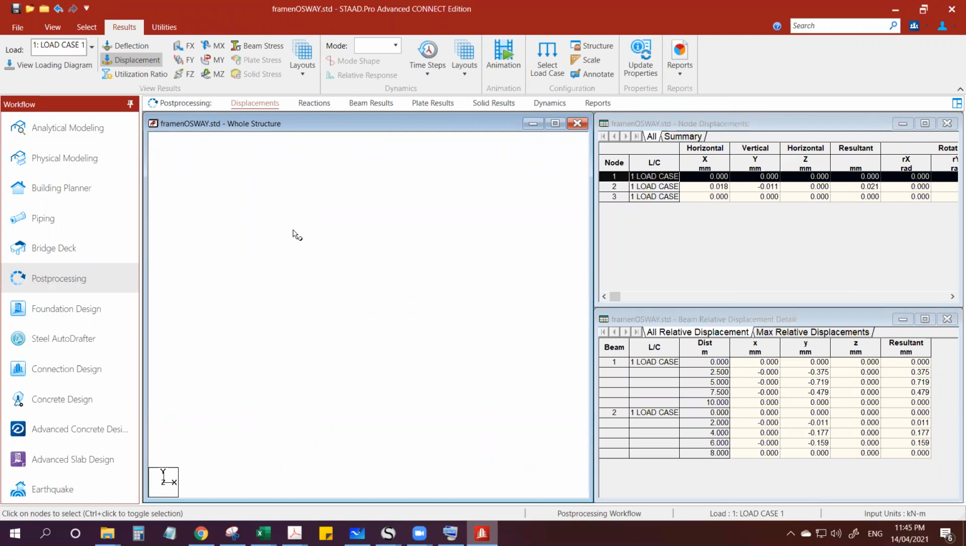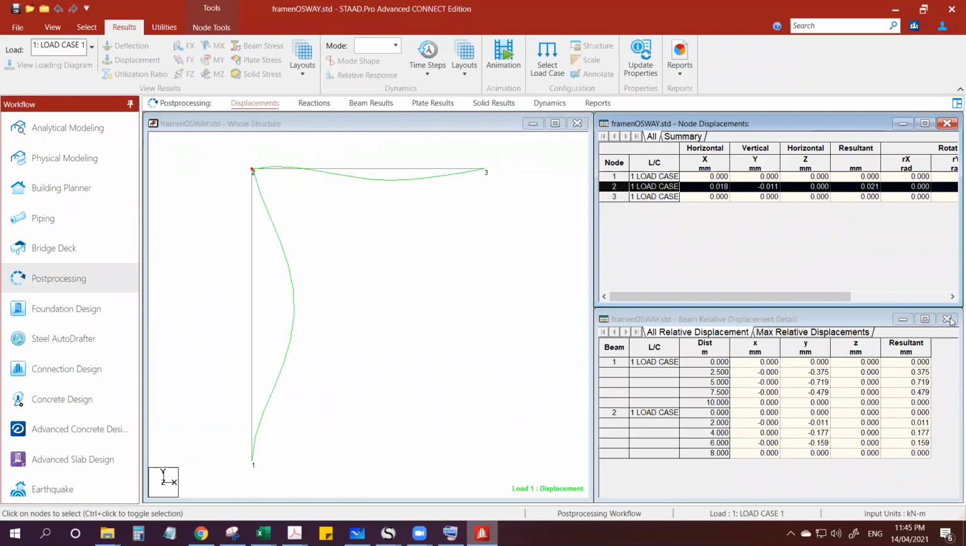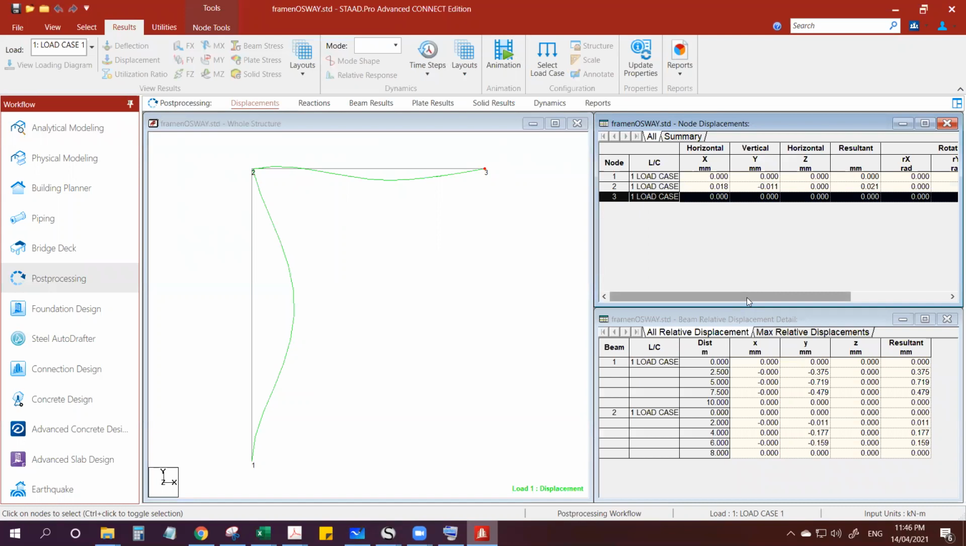So exaggerate, press control. Okay, so as you see, there's really no sway. Therefore, our assumption that there's only rotation is valid. Okay, what's the rotation here? 0.011 and 0.018, very small. Okay. For node 3, yeah, very small.